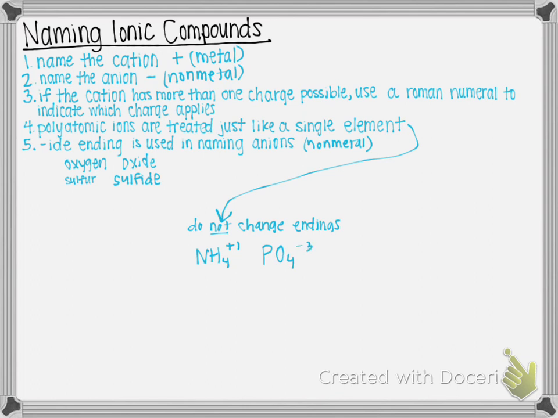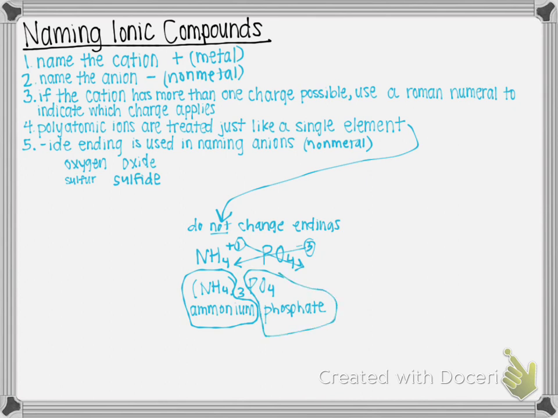Okay, we learned when you combine these you need to crisscross charges. And so your compound would be (NH4)3PO4, NH4 and you have 3 of them, and PO4 and you just have 1 of them, and you still would call it ammonium phosphate. And if you notice your polyatomics, ammonium is this thing and phosphate is this thing. And so your endings do not change at all with polyatomics.